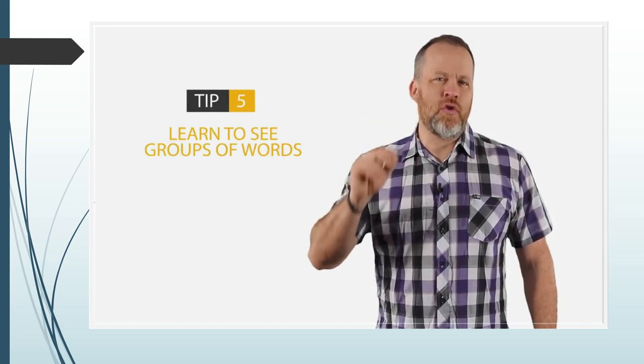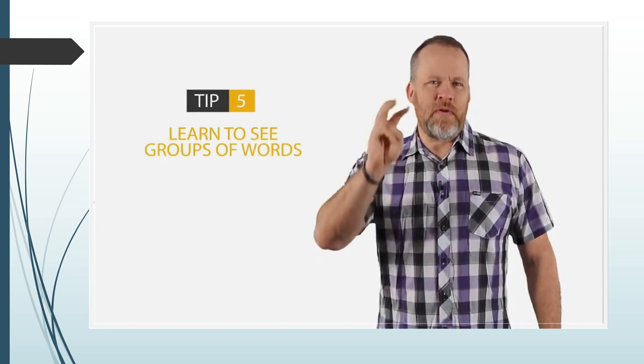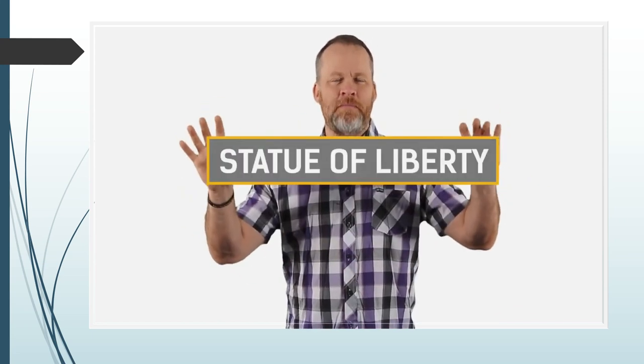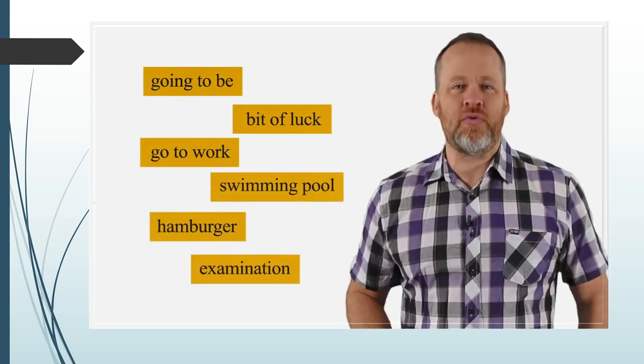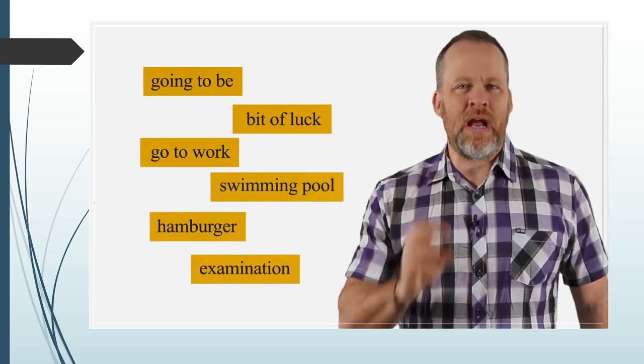The next key to speed reading is learning to see groups of words. For example, if you see the three words Statue of Liberty, you've seen it so many times and you know it goes together. Your eye is trained to see that phrase as a group. You're not reading Statue of Liberty as individual words. If you can learn to see in groups of words as you read, it is going to speed up your reading speed.